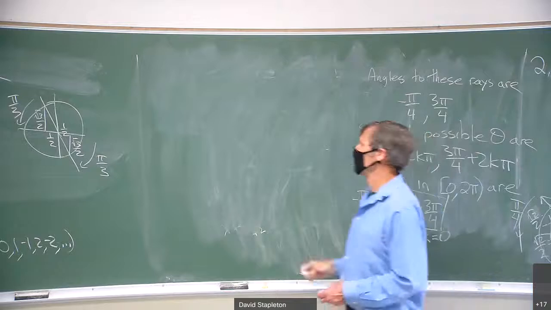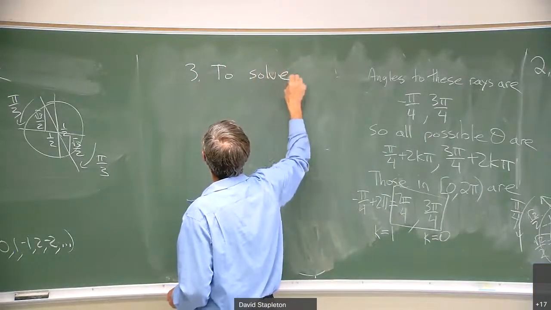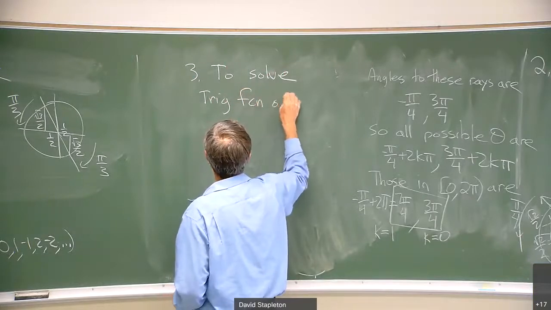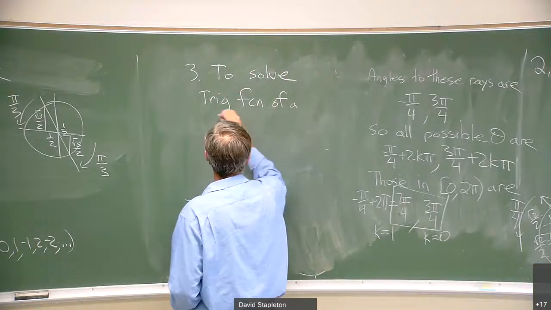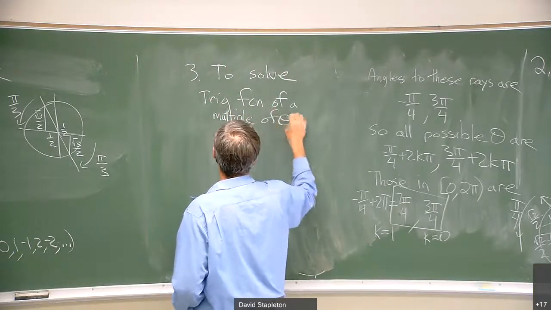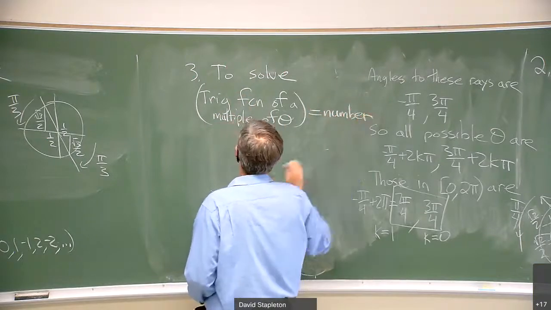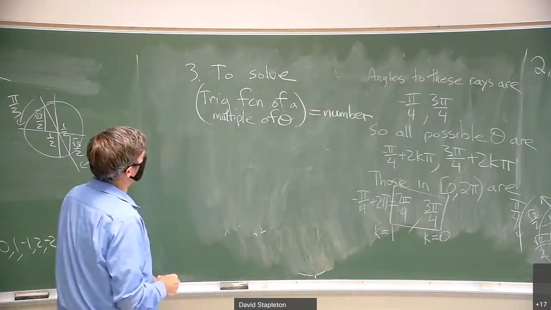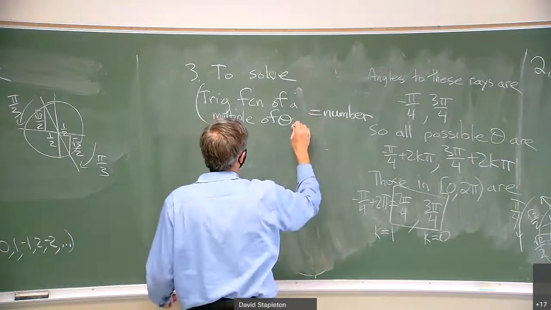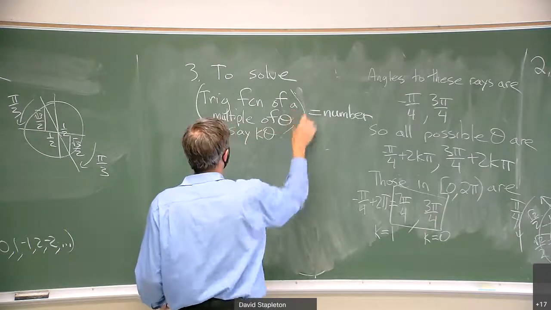Method 3, right? We're starting to build. These are going to get more complicated. To solve a different equation, trig function, I'm going to start abbreviating here, of not theta, but of a multiple of theta, like 2 theta or 3 theta, equals a number. So instead of trig function of theta equals a number, now trig function of a multiple of theta equals a number. How do I solve that? Let's say k theta, where k is an integer.